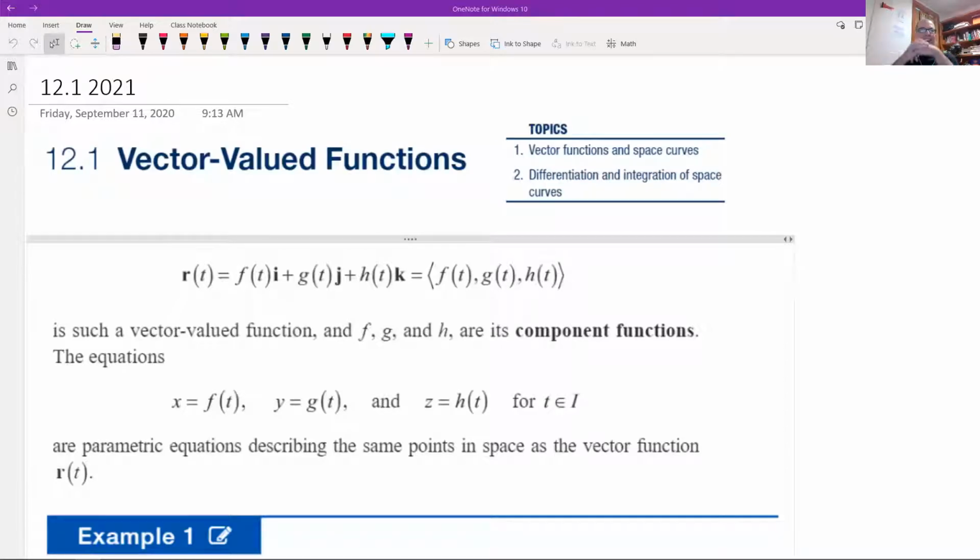Hi, everyone. We are here starting off chapter 12. Section 12.1 is about vector valued functions.